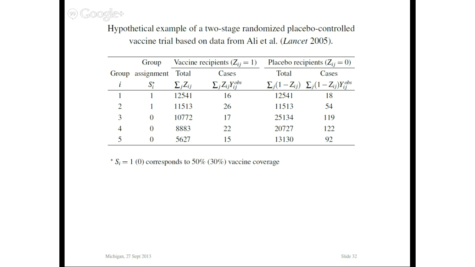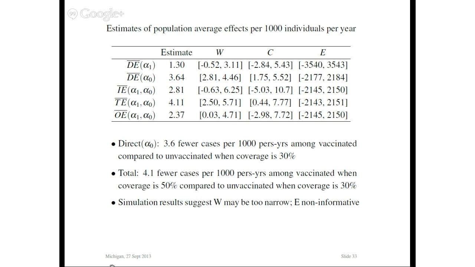You might get a table that looks like this, and from this you could compute estimates of the direct effect under the two different allocation strategies, the indirect effect, total and overall. And these are the corresponding confidence intervals. These point estimates are per 1,000 individuals per year. That's part of the reason why these numbers are so wide.